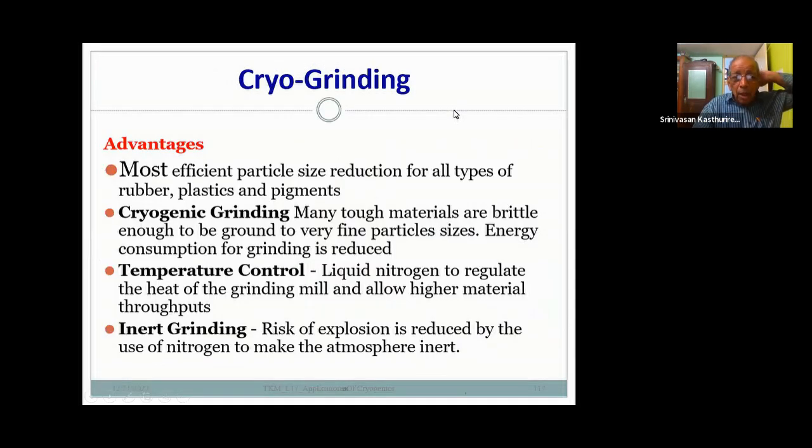Okay. The advantage of cryo grinding is the most efficient particle size reduction. Then many tough materials can be ground. Liquid nitrogen is used for regulating the temperature, so one makes sure that the entire system is maintained at a proper temperature. And inert grinding is also possible in such cases.